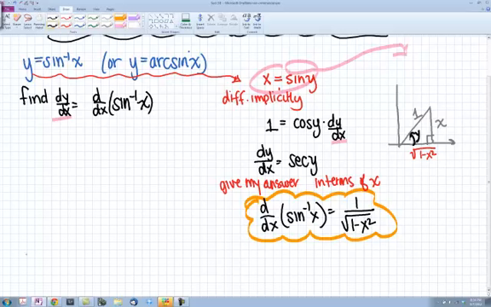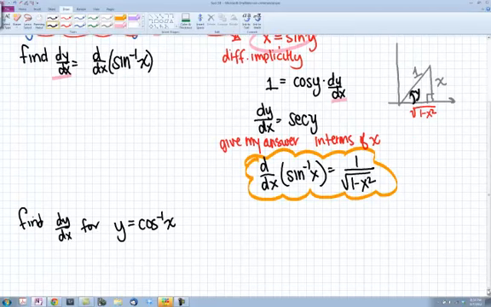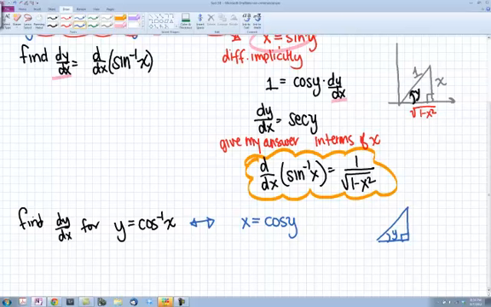So now I'm going to do something similar one more time, but I'm going to find dy/dx for y equals inverse cosine x. So let's see if you can follow the same process as we did up here on this first example. Okay, first thing we need to do is rewrite this so it says x equals cosine y. And I'm going to go ahead and draw my triangle already. I have some angle y where the cosine value is x over 1. So cosine is adjacent over hypotenuse, and then my other leg is the square root of 1 minus x squared.